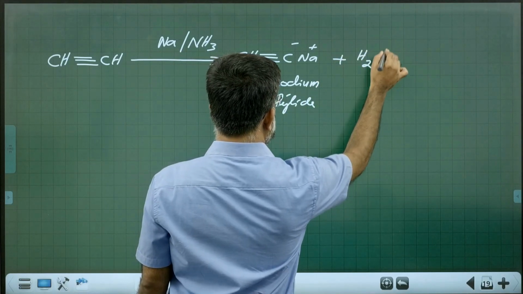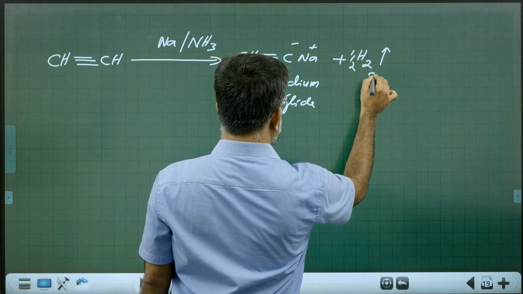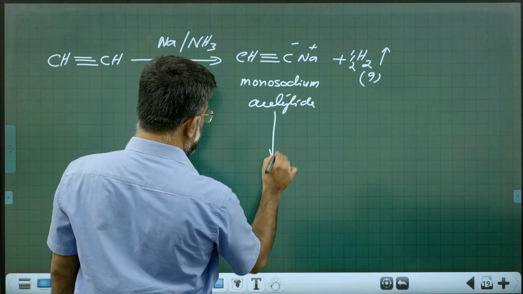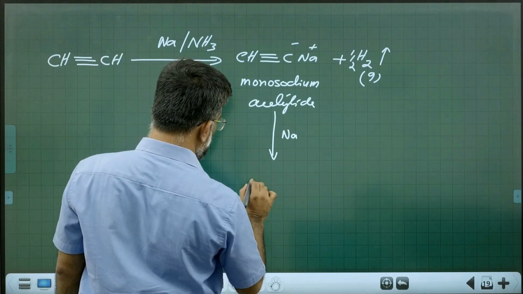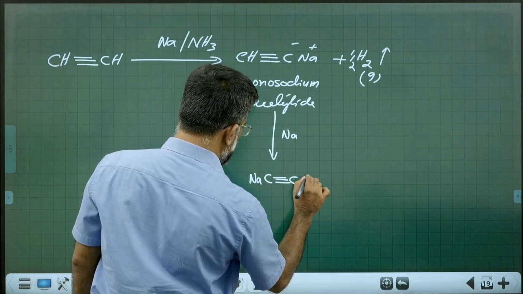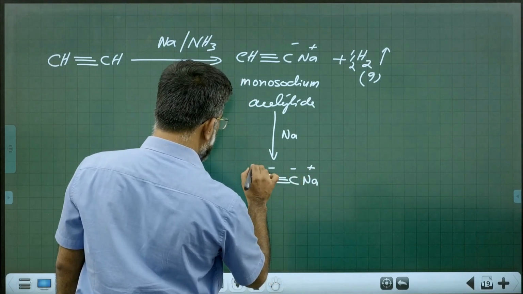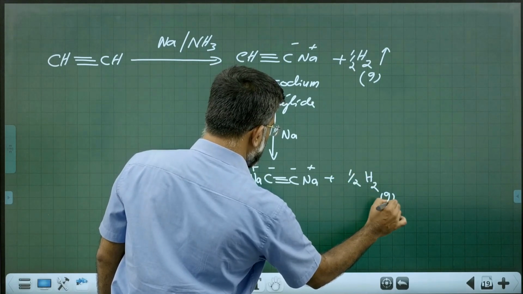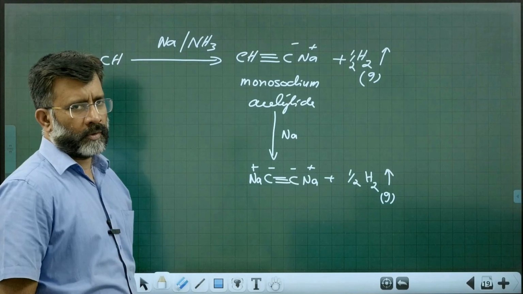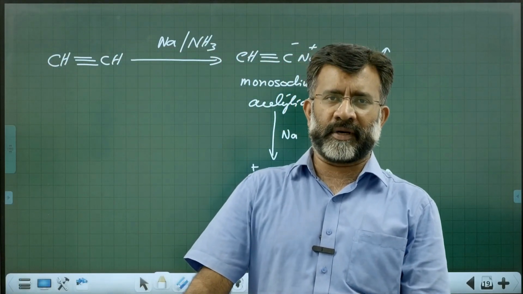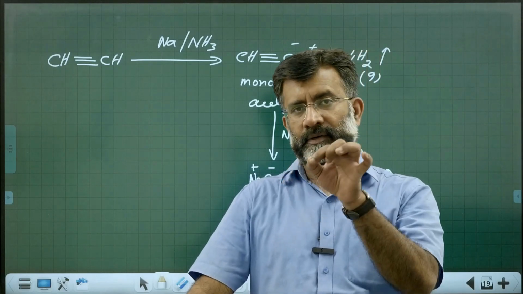liberating hydrogen gas. This can again react with the metallic sodium. You will get a disodium acetylide, releasing hydrogen gas. So the expulsion of hydrogen gas indicates the acidic nature of the triple bonded carbon connected to that hydrogen.